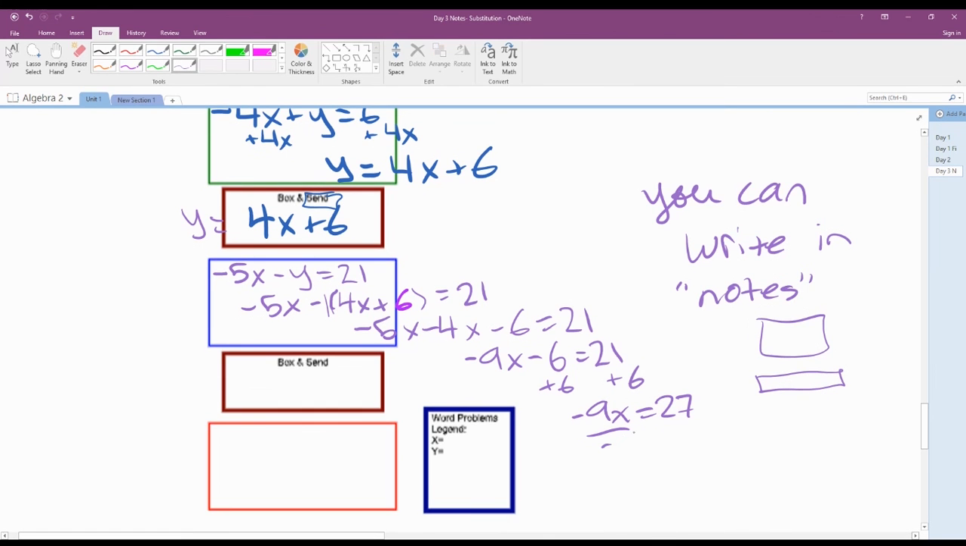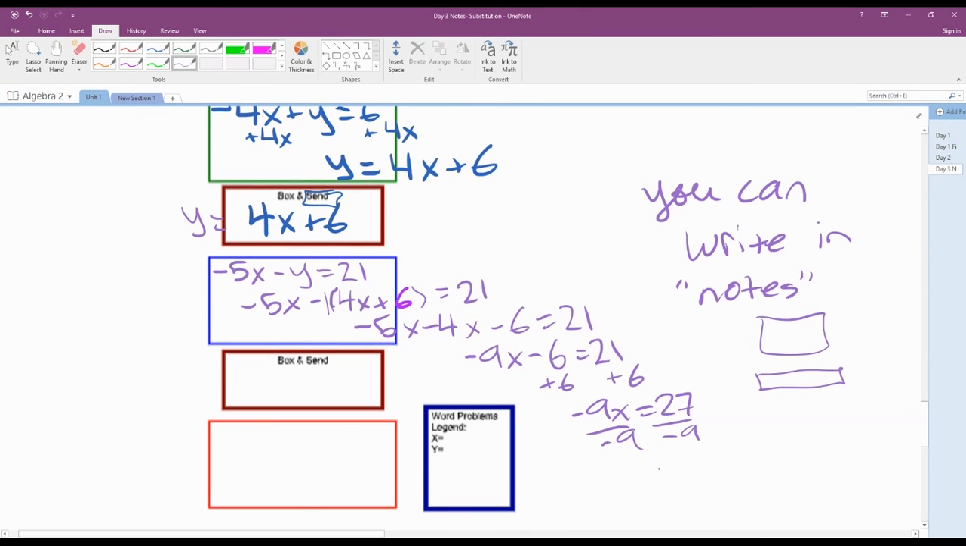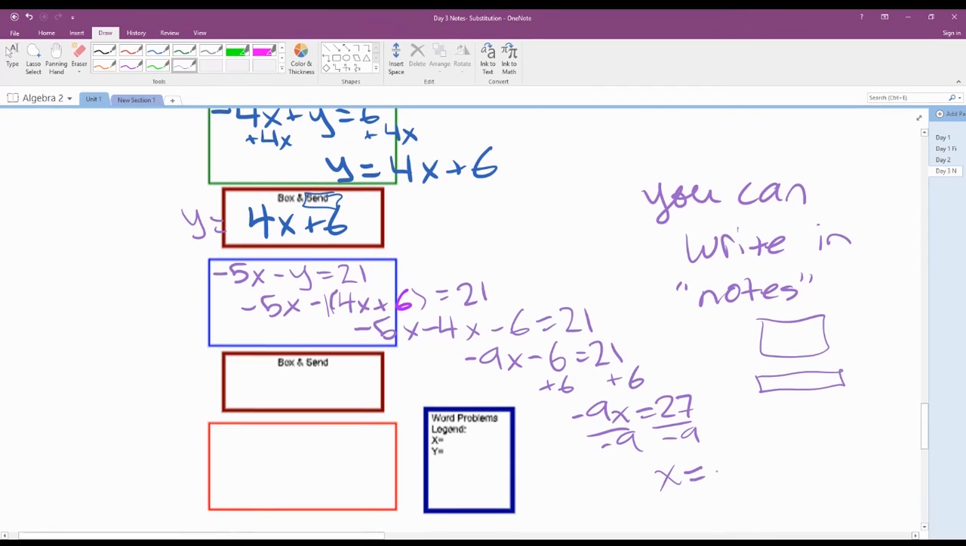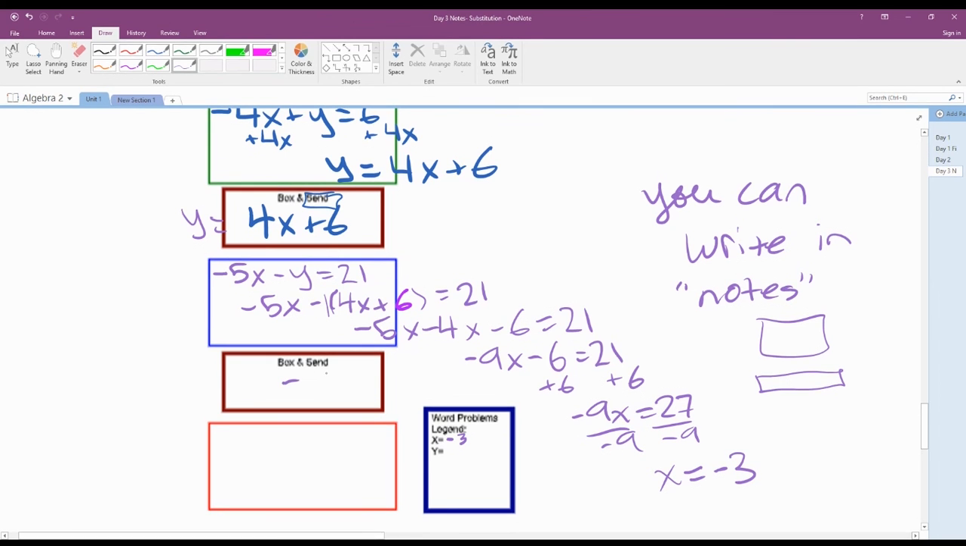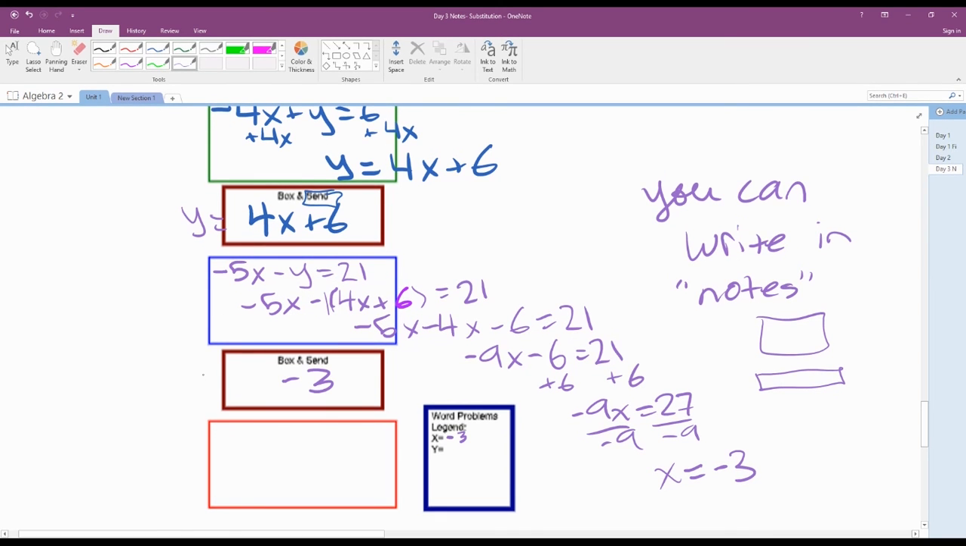Okay. So divide by negative 9, divided by negative 9, and I should get y equals negative 3. Or sorry, what am I saying? X, not y. Okay, so I already know x equals negative 3. Cool. So I'm going to take that, and I'm going to send that back to the first equation.